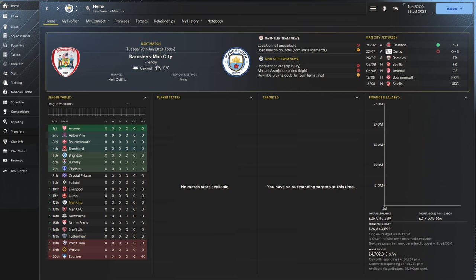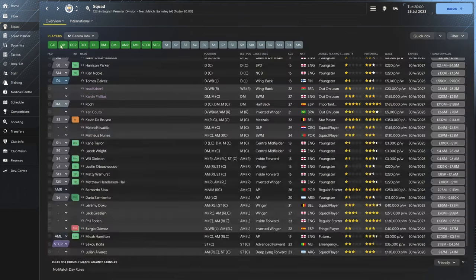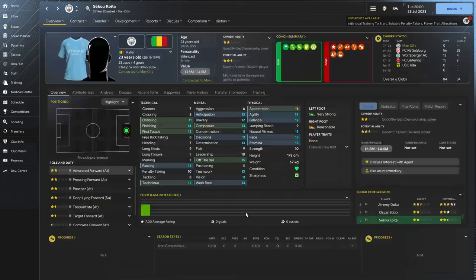But man, this time we spent 3.5 million pounds on a striker whose name I'm probably going to mispronounce. But we're going to give it a go anyway, because why not? It's Sékou Koita, probably. And he looks decent, to be fair. I've used him in my championship teams coming up into the Premiership. You know, those sort of teams. The high-end championship, low-end Premiership teams.